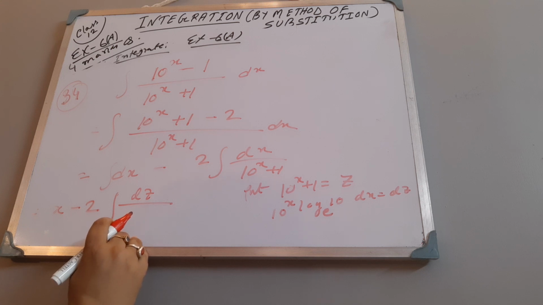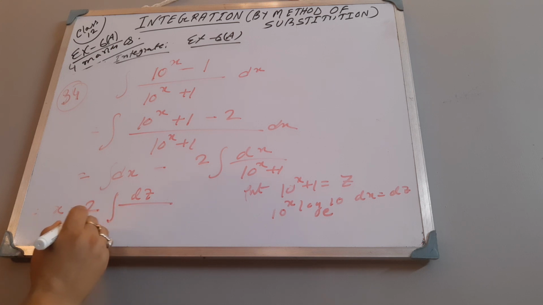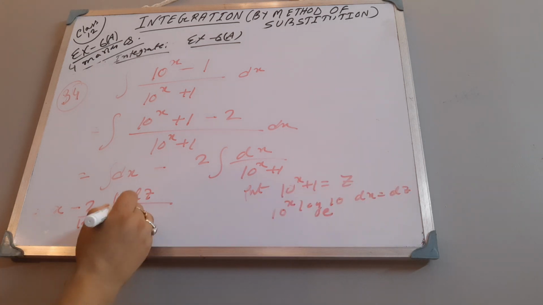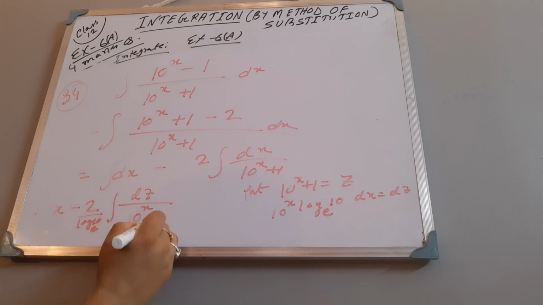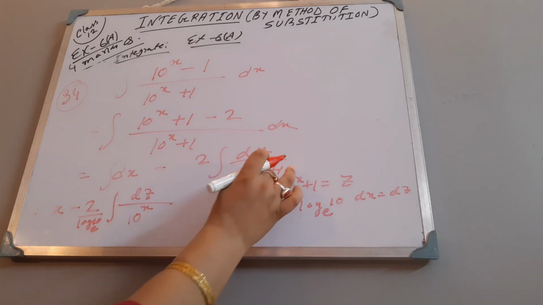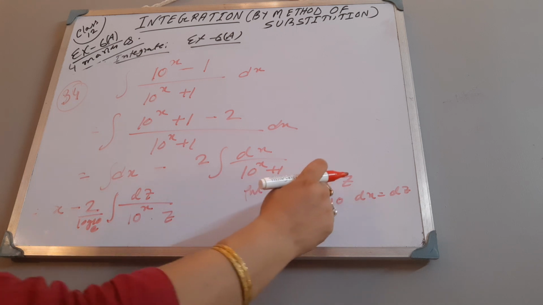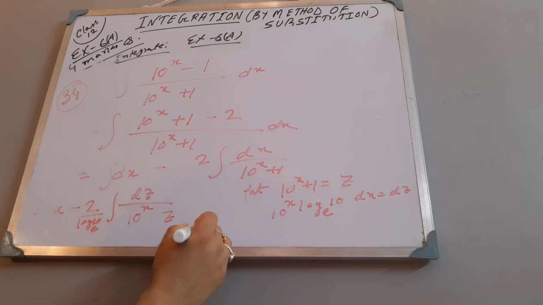10 to the power x, so 1 by log 10 to the base e, keep it outside, and dz by 10 to the power x, so 10 to the power x, right? Okay, dx and 10 to the power x plus 1 is there for z. Okay, so 10 to the power x, we know this is equal to z minus 1.